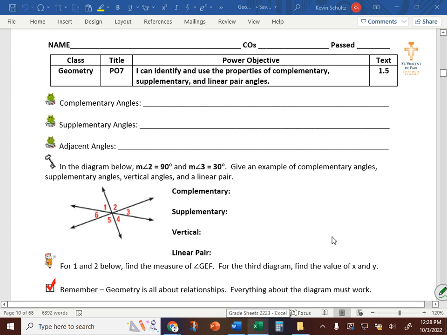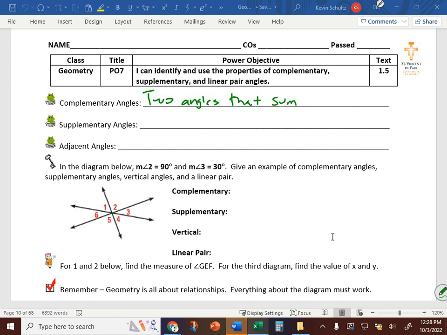Okay, complementary angles are two angles that sum to be 90 degrees. Okay, two angles that sum to be 90 degrees. Perhaps this triggers a memory for what supplementary angles are now.